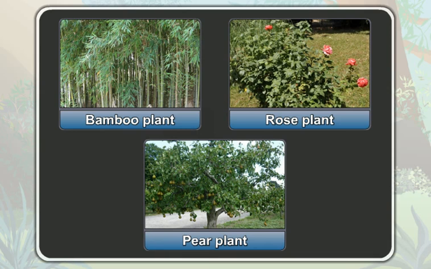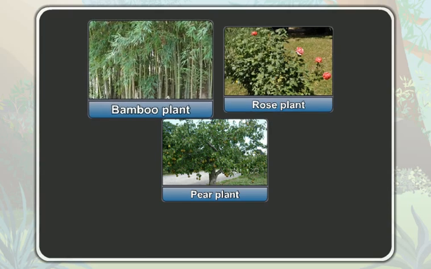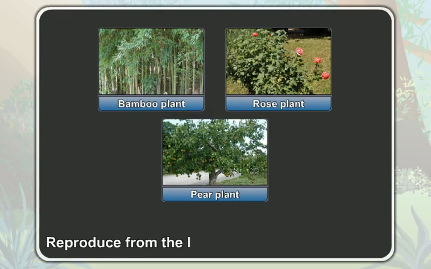Similarly, plants like a bamboo plant, a rose plant, and a pear plant also have buds on their stems. These plants also reproduce from the buds present on their stems.